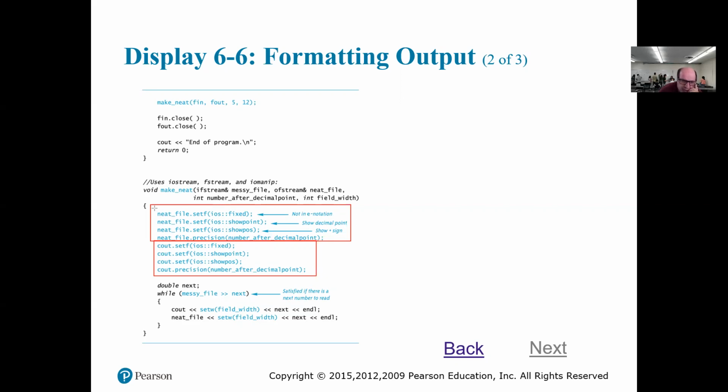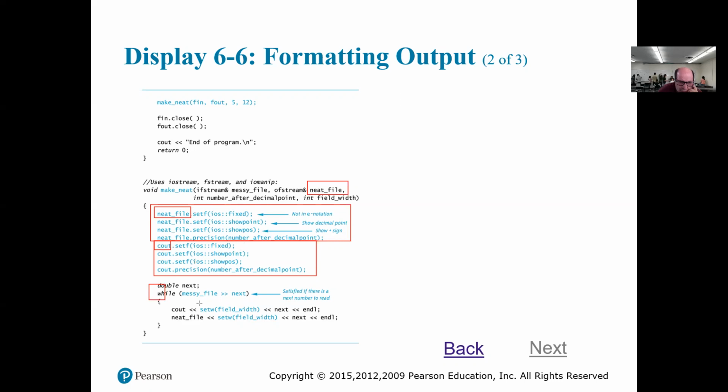So the difference between these two is the stream name. In here is the neat file, which is coming in through here, through the parameter. That would generally be your out stream. And then this one is for cout. The rest of them are going to be exactly the same. So I can potentially write it as cout and then change the couts to the neat file, and that's what's going to happen.